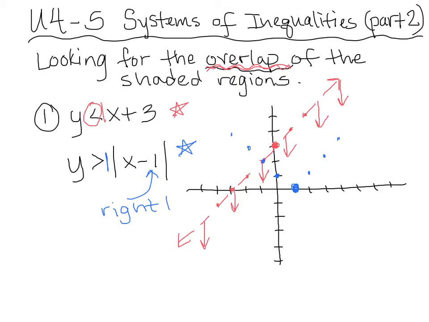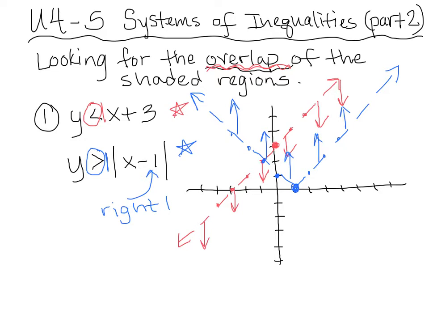Okay. Because we don't have an equal to sign, these are also dashed lines. So I'll do dashed lines to the edge of my grid. Okay. And the greater than sign means that we should be shading up above this V-shaped graph. So sometimes I'll just do, again, arrows like this.